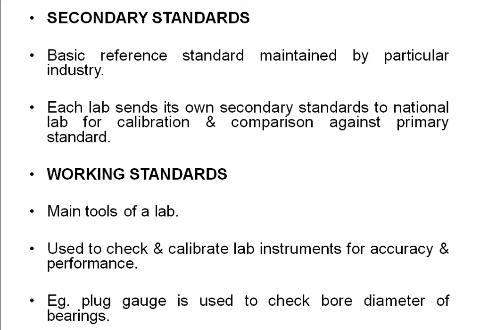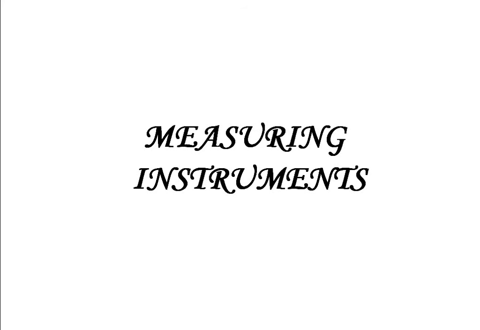The last one is the working standards. It is for a single lab, which can be at a school level or a college level. We maintain a standard and check using it. So these are the main tools of a lab. It is used to check and calibrate the lab instruments for accuracy and performance. For example, plug gauges or thread gauges or whatever the gauges may be, or your vernier calipers, all those things. It is used to check the bore diameter of bearings, and all those instruments. So this is with the standards.